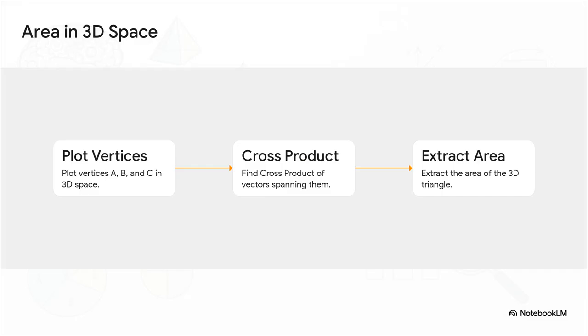And here we go, the climax of our spatial segment. How in the world do you find the area of a triangle that is literally suspended in three-dimensional space? Well, we map the vertices, A, B, and C as seen in Step 1. In Step 2, we take the vectors spanning between them and calculate their cross product. Finally, in Step 3, we use the norm of that cross product to perfectly extract the area of that 3D triangle. We've taken pure, abstract data and turned it into a measurable physical area.